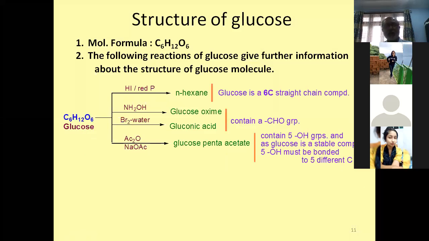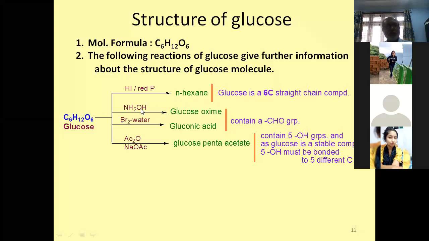So from this information, what do we get about the structure of glucose? That means glucose is a 6 carbon atom straight chain compound. Yes or no? Yes, sir. So from this reaction, we get that glucose is a 6 carbon atom straight chain compound. So one thing is clear.